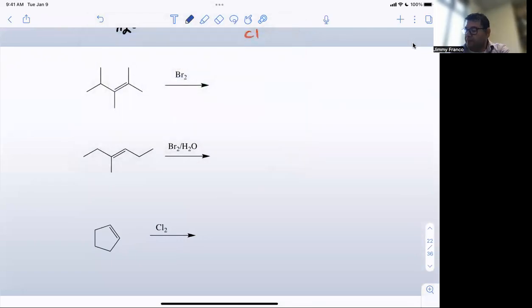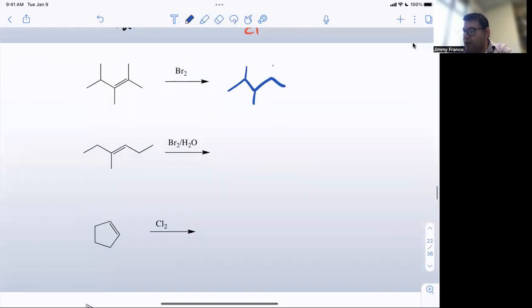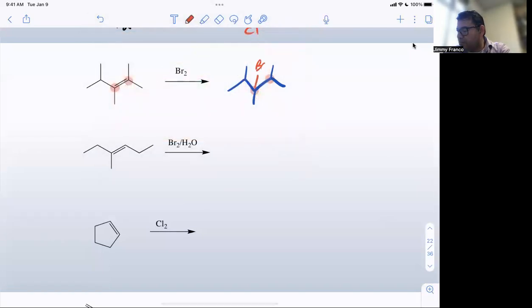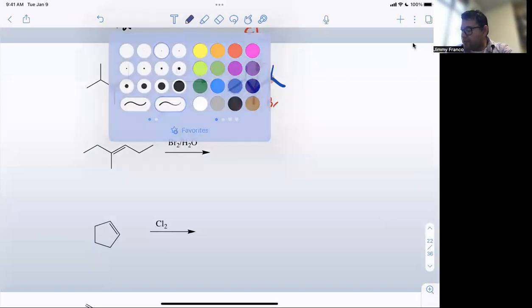Let's give it a try. So if you're stuck, the first thing to do is just redraw the molecule without the double bond. All the double bond reactions we've done so far always lose the double bond. All right. So we're going to lose that double bond. These were the two carbons that were part of my double bond. And now each one just gets a bromine. All right, so we'll put a bromine off one of them. And we'll put a bromine off the other. Okay. Same thing for the next one.